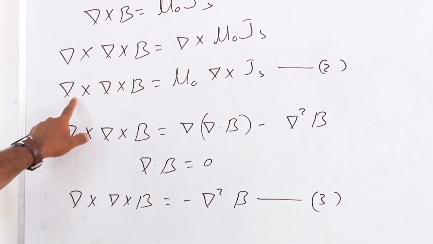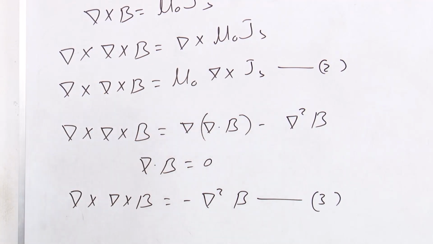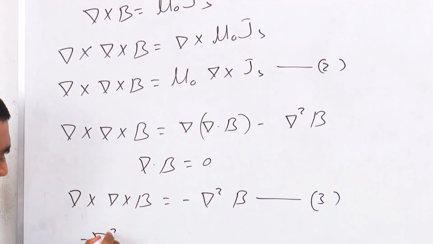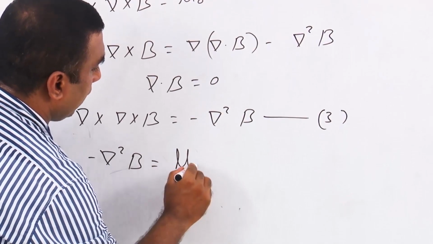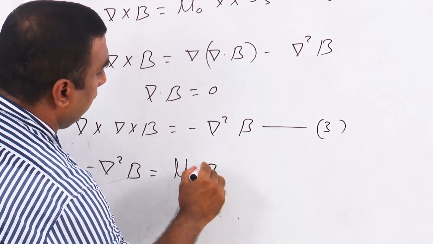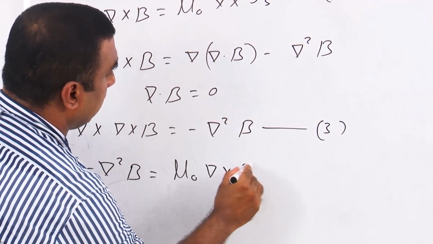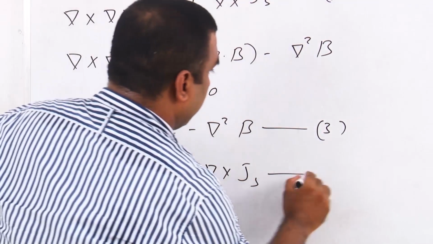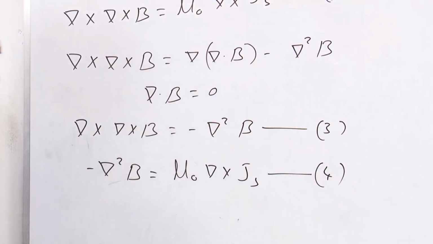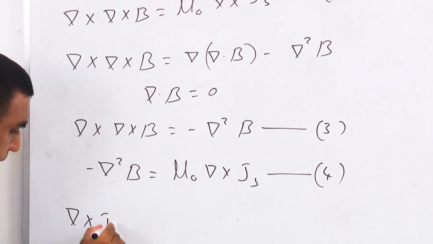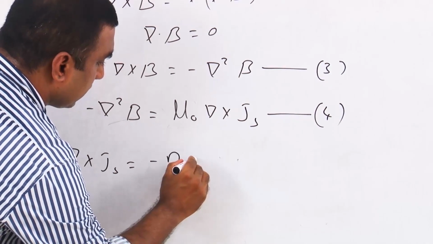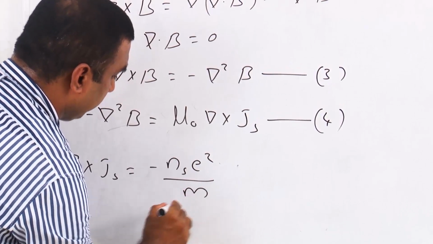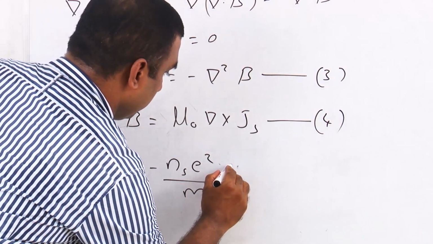So instead of del cross del cross B, I can write minus del square B is equal to mu 0 del cross Js. Let that be relation number 4. But we know that del cross Js is equal to minus ns e square by m into B.